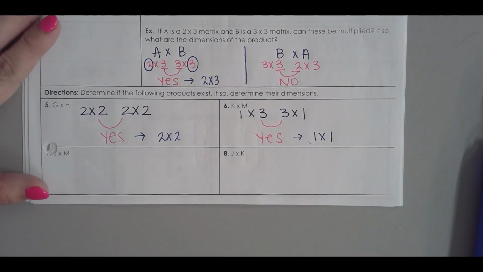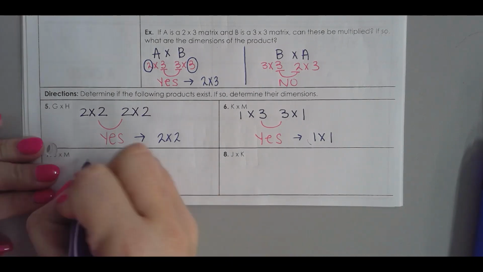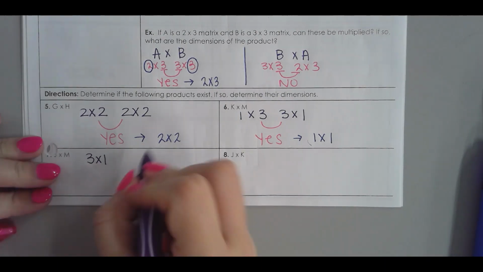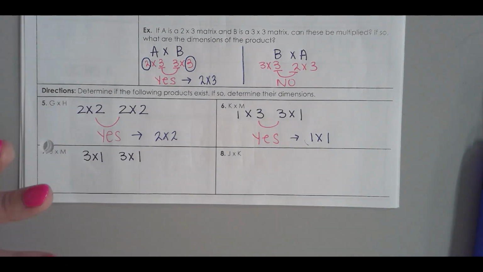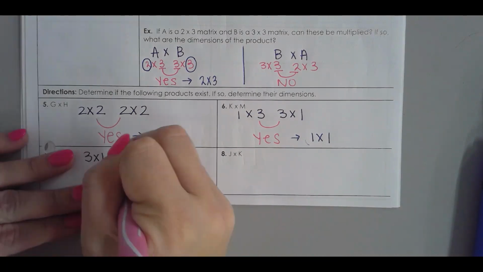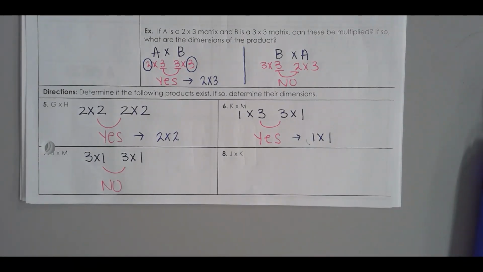So J is a 3 by 1. And M is a 3 by 1. You would think, well, of course, I can do -7 times 6, -8 times -2. But actually, it does not work. You can't do it.